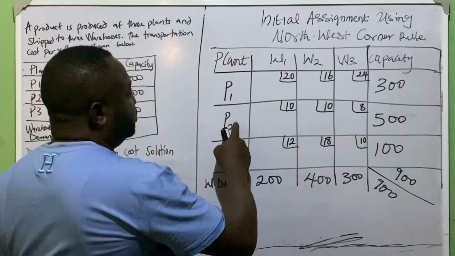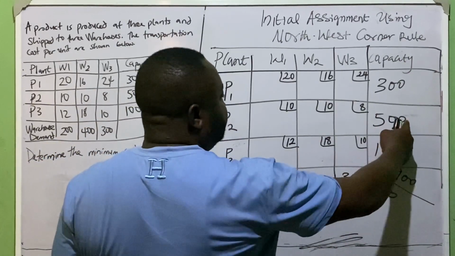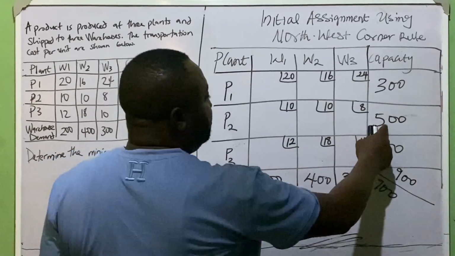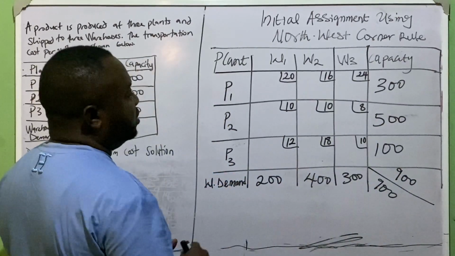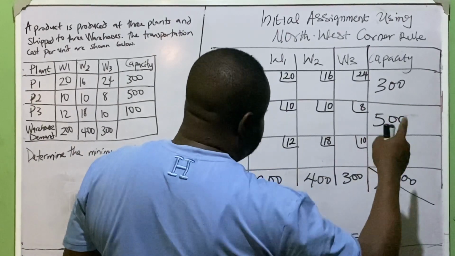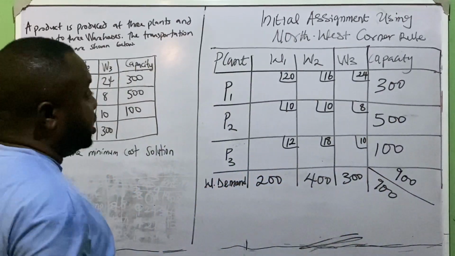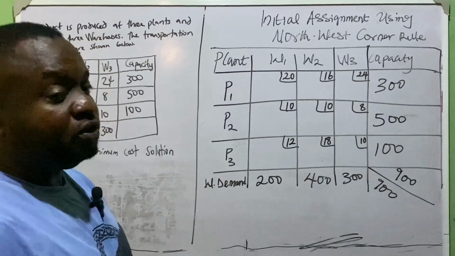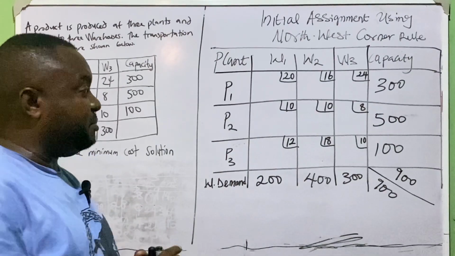And plant 2 can only produce 500. So here, here, and here shouldn't be more than 500. If you have a situation where you have more than 500, there must have been a mistake somewhere. So these are the two major guides in carrying out initial assignments.